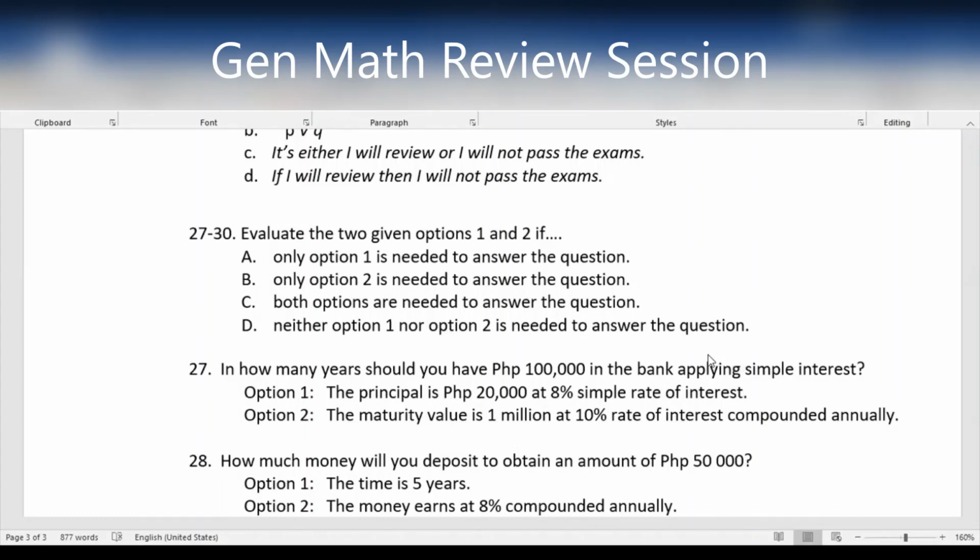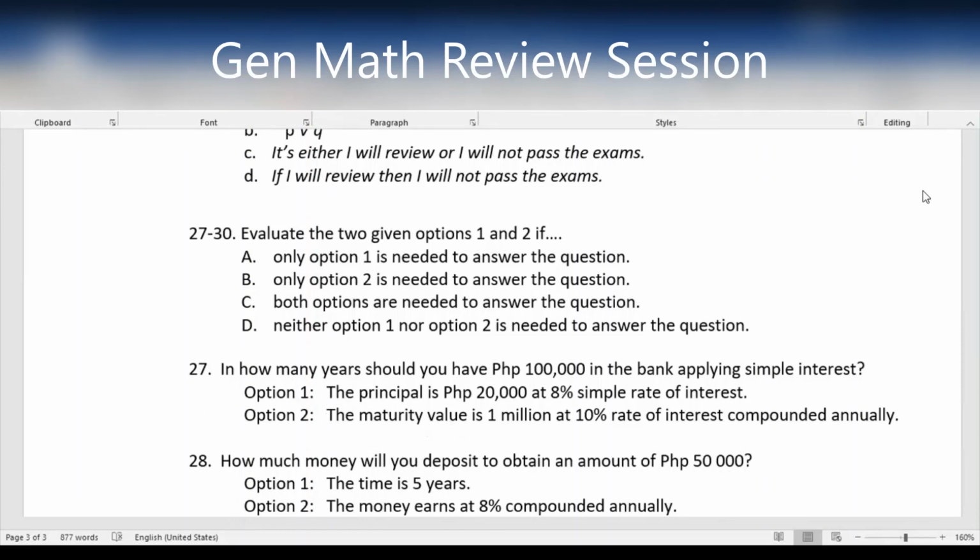Wala kayong pwedeng magamit for you to answer the question. So, nag-gets ba yung instruction? Ganun yung gagawin nyo in your exam. So, choose letter A if only one option is needed. Kung yung letter option 1 lang. Choose B. Answer is B if only option 2 is needed. Choose C. Your answer is C if both are needed, and D if not needed. If any will not give you the answer.